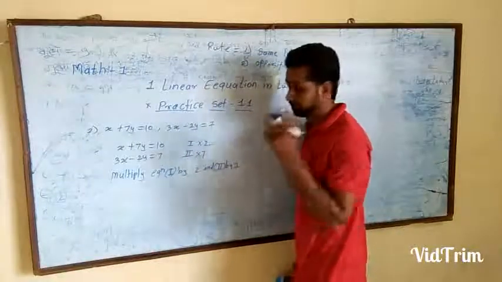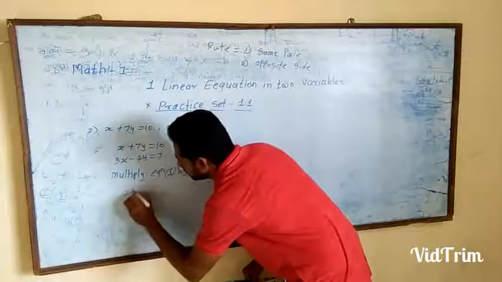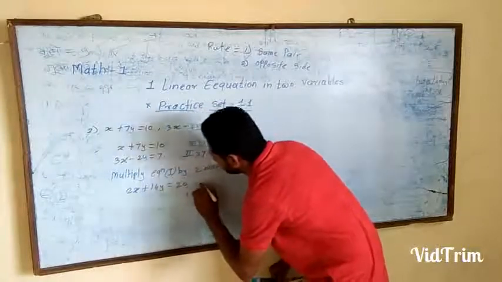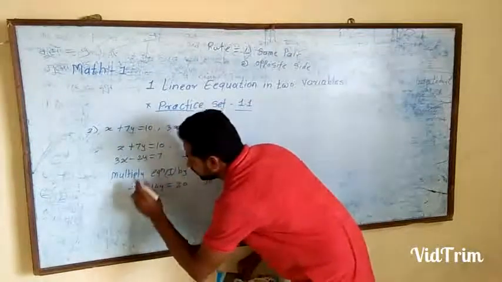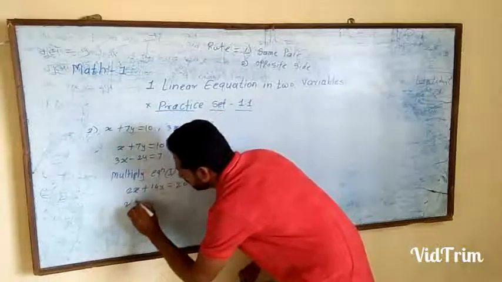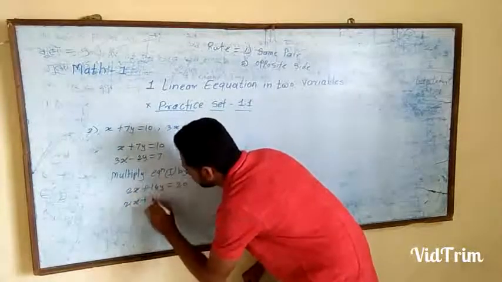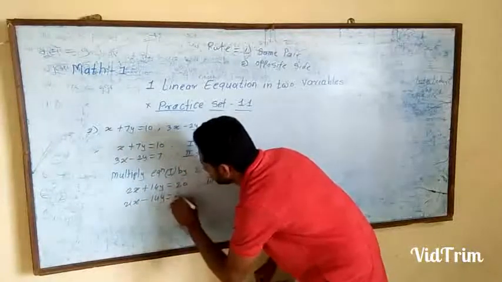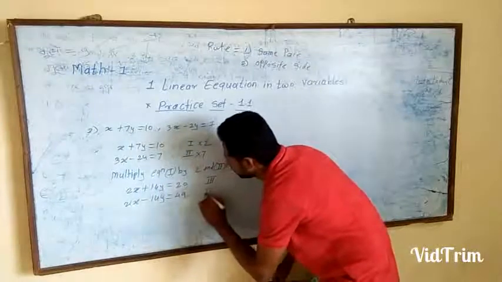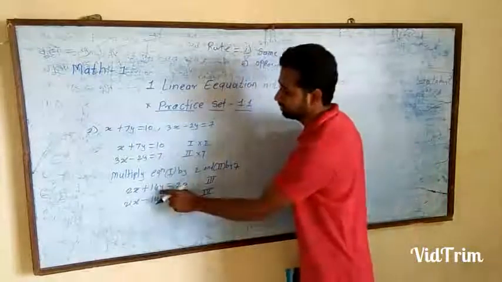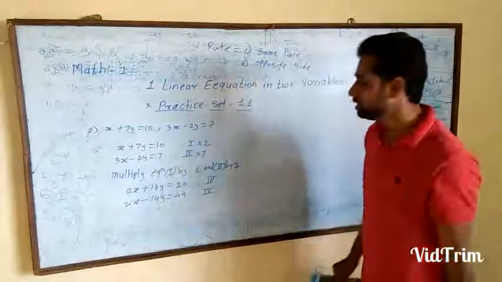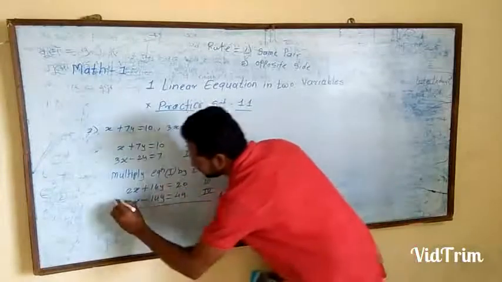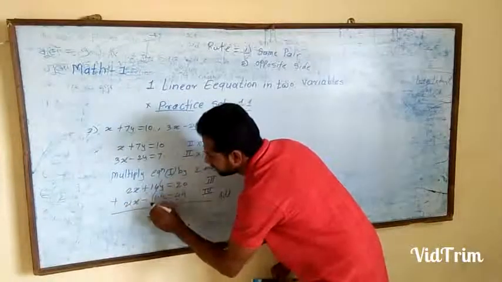When we multiply, it converts like this: 2x plus 14y is equal to 20. In the second, 7 times 3 is 21x, and 7 times 2 is 14y, is equal to 7 times 7, which is 49. So now there is the same pair with opposite sign. We can easily eliminate this, so add. Same pair, opposite sign, cancel.